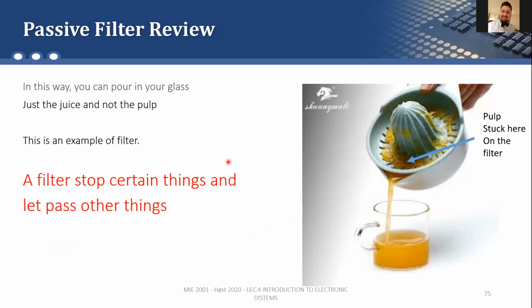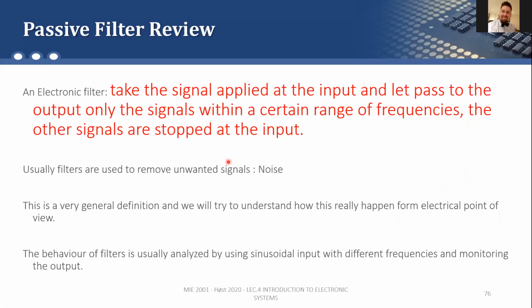So in a few words, a filter, so in order that everyone can have an idea about the general definition, is something that stops certain things, but lets other things pass. In electronics, the filter has the same purpose, but of course in terms of electrical signals.